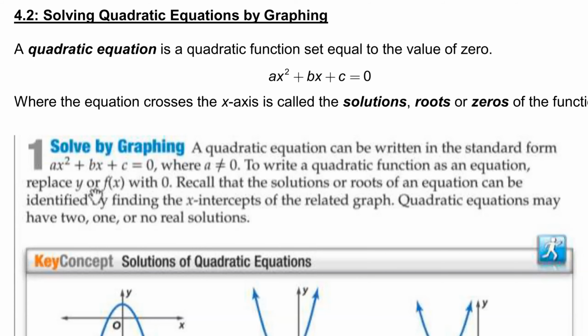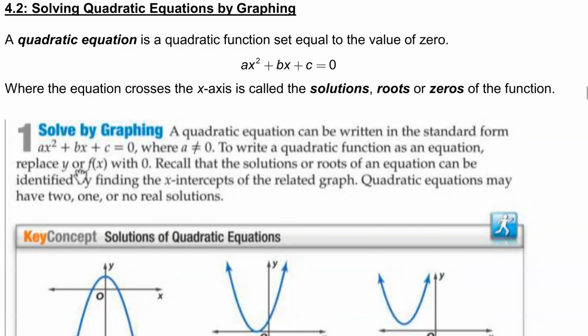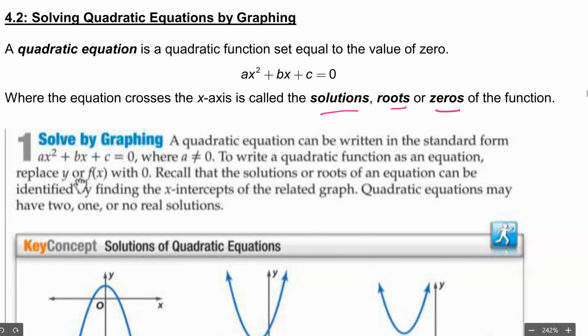Okay, solving quadratic equations by graphing. A quadratic equation is a quadratic function set equal to the value of 0. Where it crosses the x-axis is the solutions. It's the roots, the zeros of the function. These all are synonymous. What do I mean when I say synonymous? Same. Not just similar, they literally mean the same thing. If I'm asking for the solutions of an equation, the roots, or the zeros, it's the same thing. I'm looking for the x-intercepts, where the line crosses the x-axis.